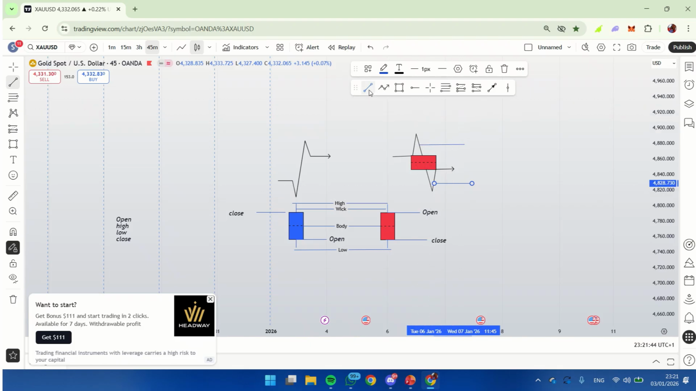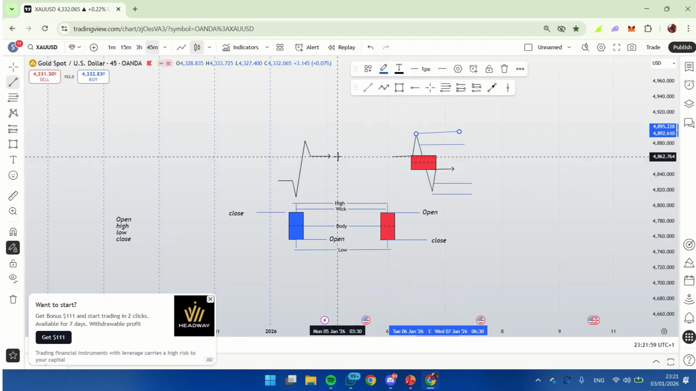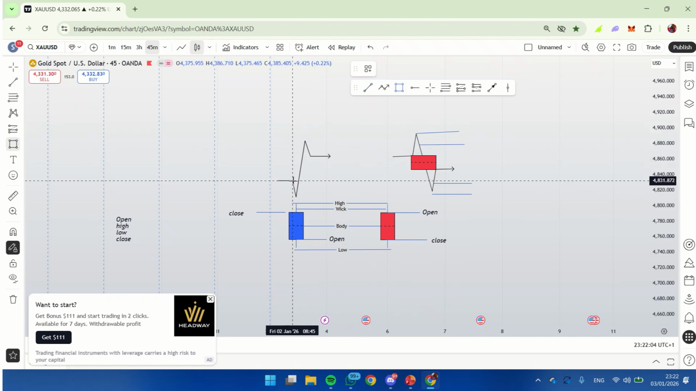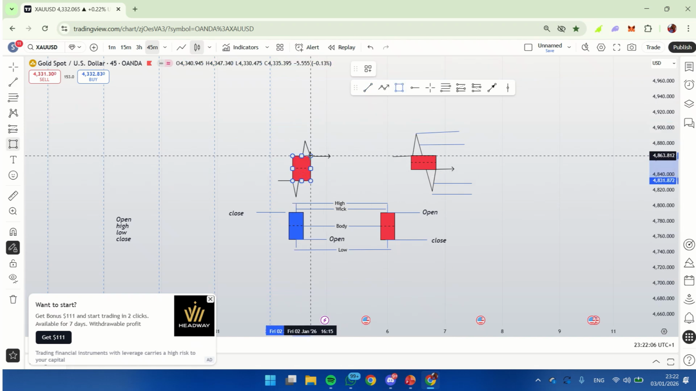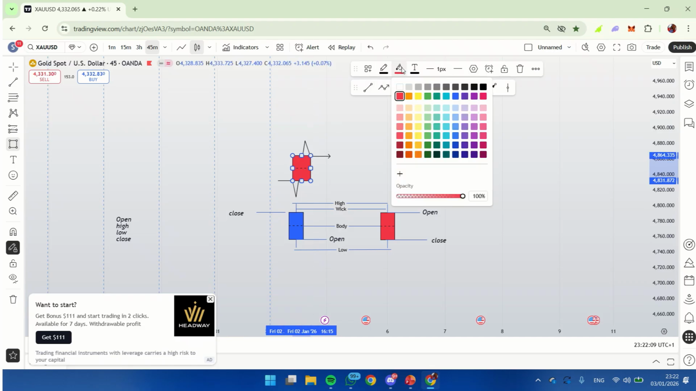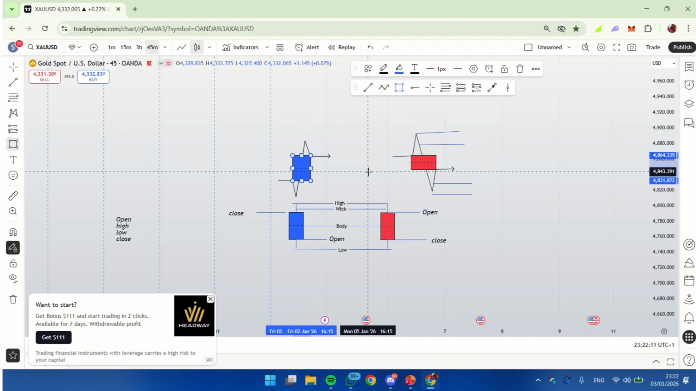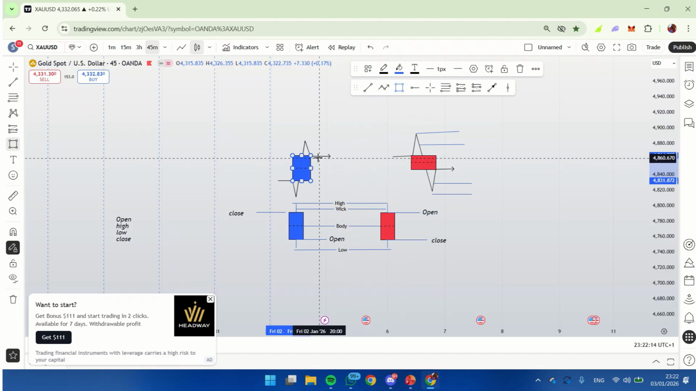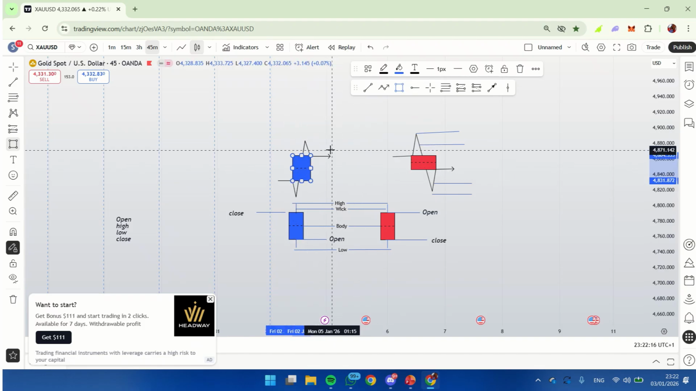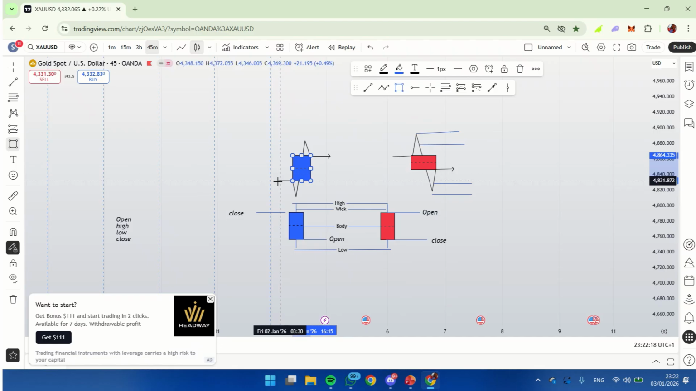This as the low. This as the high. Then this arrow, this place is open and closed. For the bullish scenario, this as the body. So I have to change this. This as the body, right? Close, open. Where there's arrow, close. Where there's plain, is open.